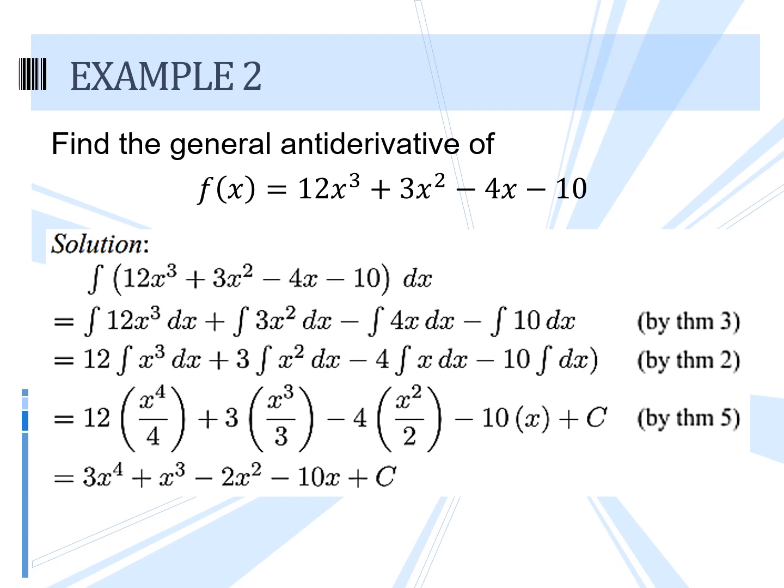So we have 12 times the integral of x cubed dx plus 3 times the integral of x squared dx minus 4 times the integral of x dx minus 10 times the integral of dx. By Theorem 5, we have 12 times the quantity x raised to 4 over 4 plus 3 times the quantity x cubed over 3 minus 4 times the quantity x squared over 2 minus 10 times x plus c. Therefore, the antiderivative of the function is 3x raised to 4 plus x cubed minus 2x squared minus 10x plus c.